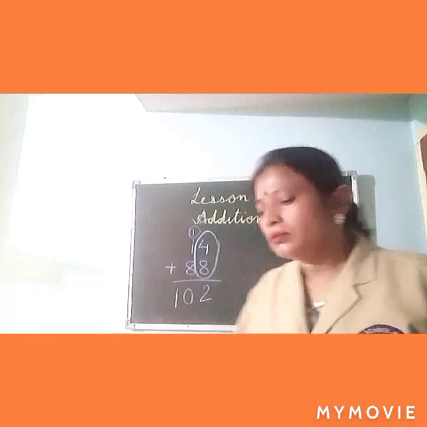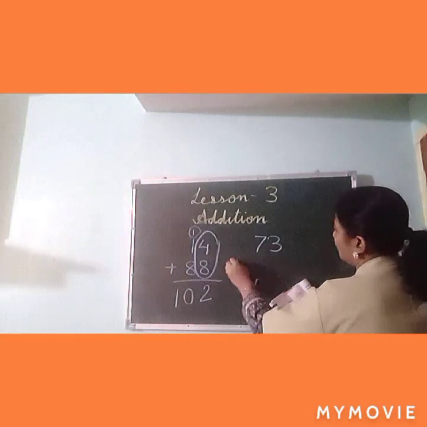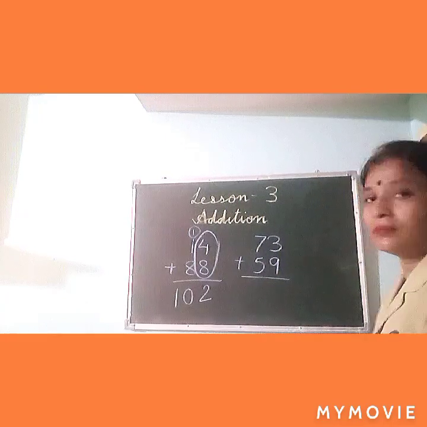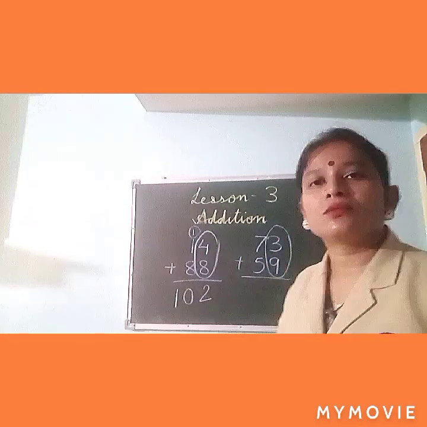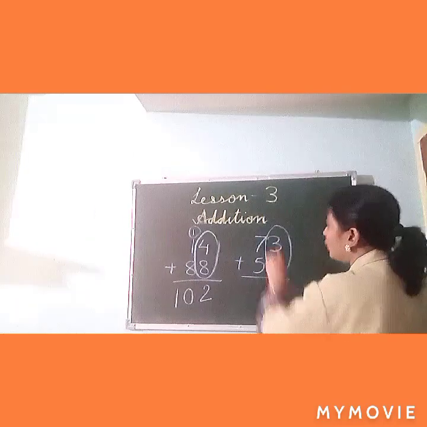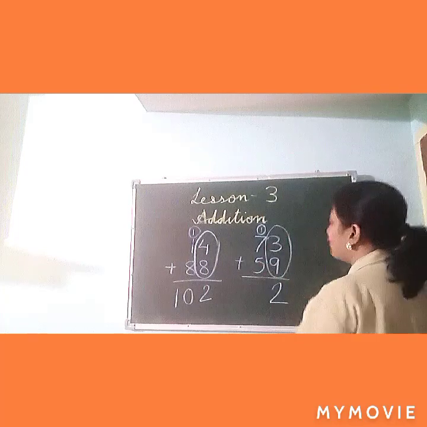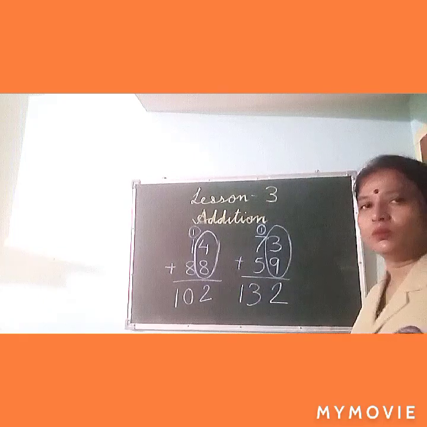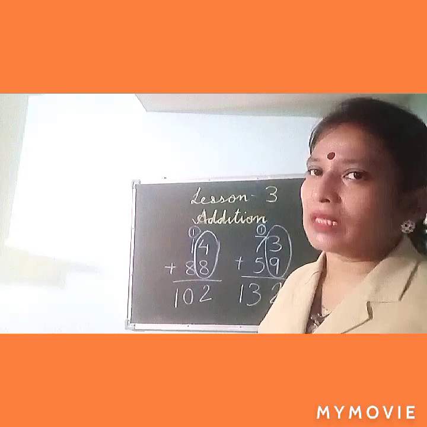Come to the sum which is given in 56. 73 plus 59. Now can you tell me how you will do it? Yes, first you will add these two digits. 9 plus 3 is 12. And then you will write 2 here and 1 will be carry forward. 7 plus 1 is 8. 8 plus 5 will be 13. So answer will be 132. Like that you have to do. I have taken randomly few sums.